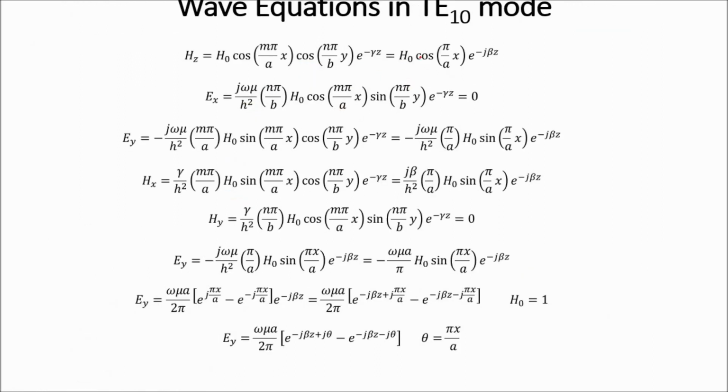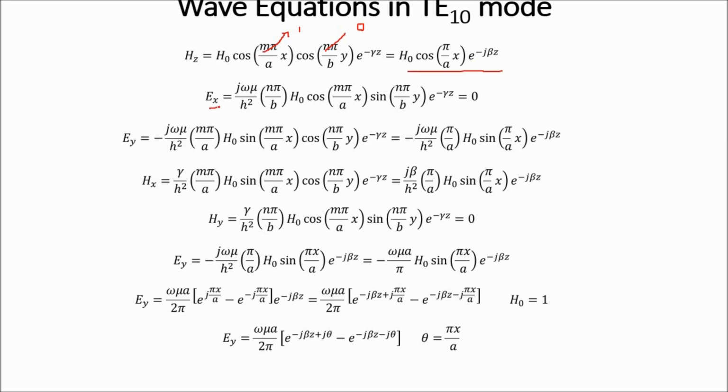So this is the wave equation for TE10 mode. We tailored the wave equation for the 10 mode. For the 10 mode we are putting m equal to 1 and n equal to 0. So if you put m equal to 1, then this value will be pi over a times x, and n equal to 0, this value will be 1. So you get Hz equal to this.